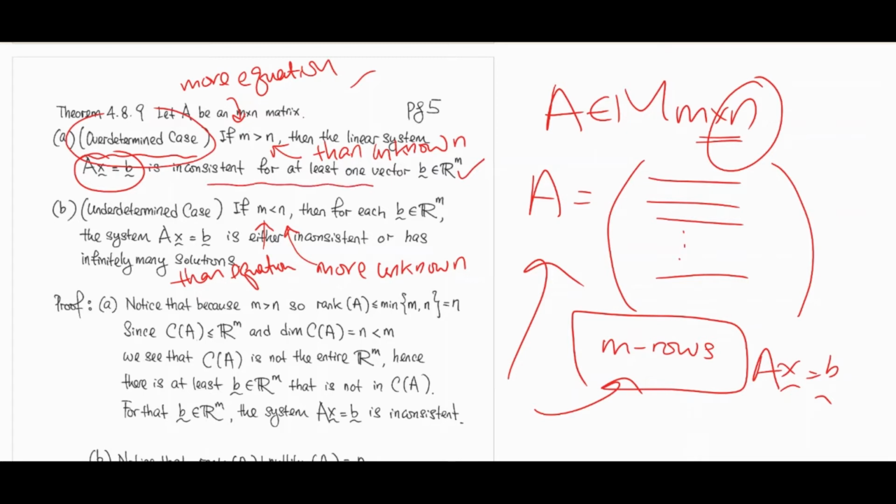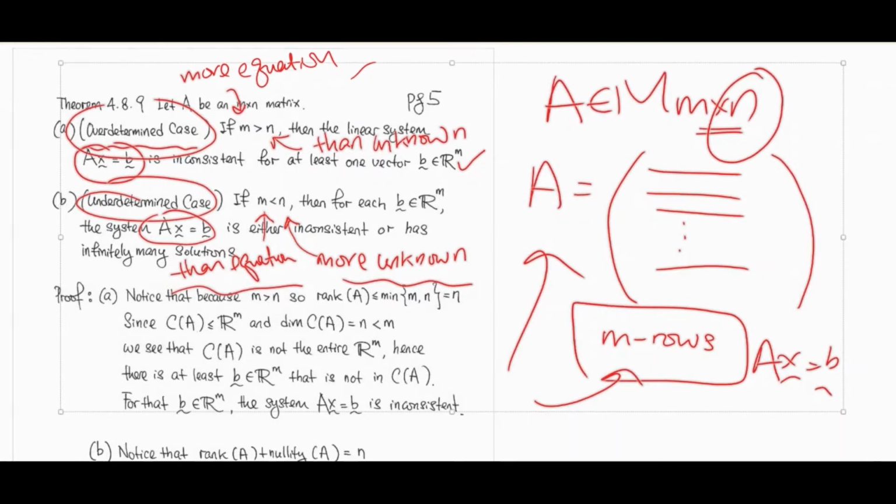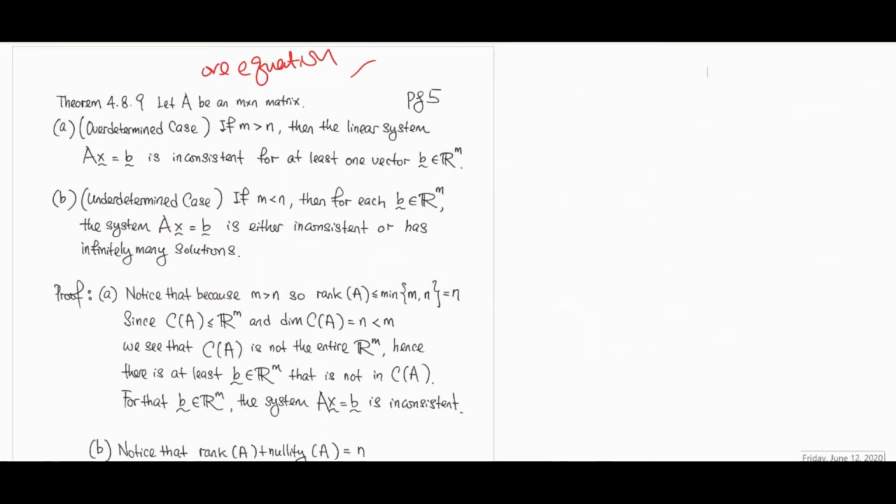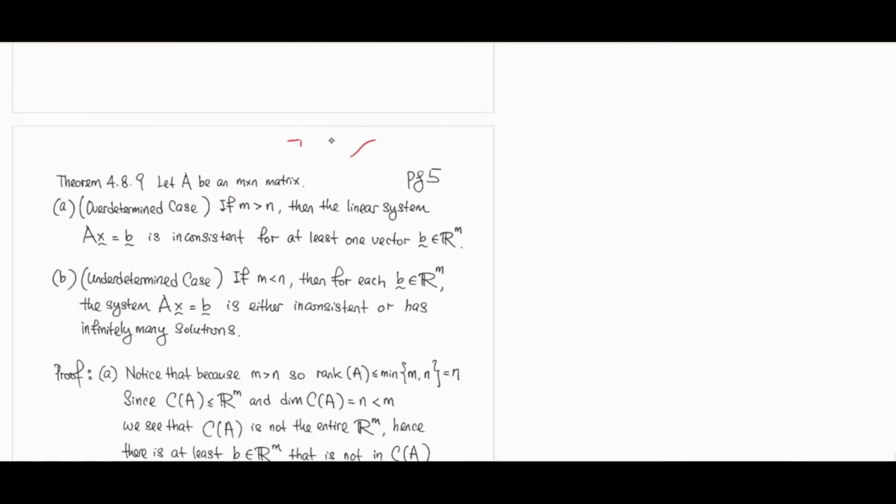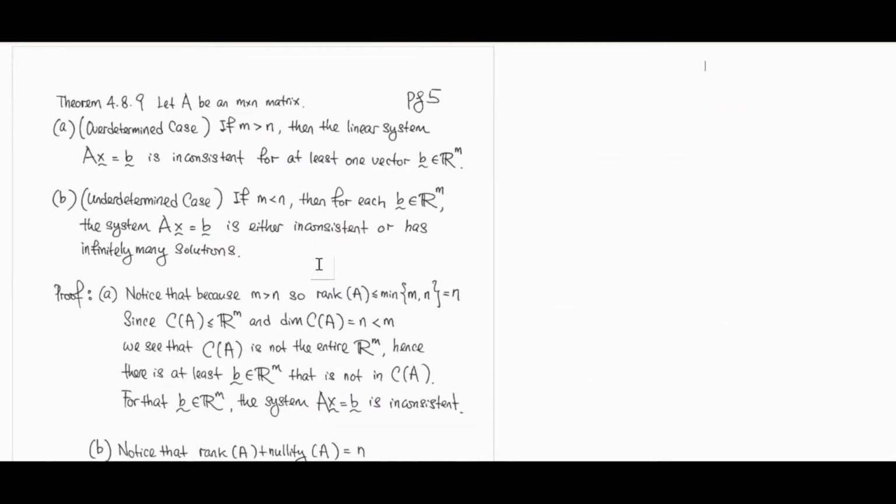So the system here is definitely inconsistent for at least one vector B. And this is the opposite situation, which is called the underdetermined case, where you have more unknowns than equations. You could either have a system that is inconsistent, but if the system is consistent, then we'll have infinitely many solutions. The idea for this theorem is something that we already saw before in the form of examples from this video and the previous video. So let's look at why we have case A.